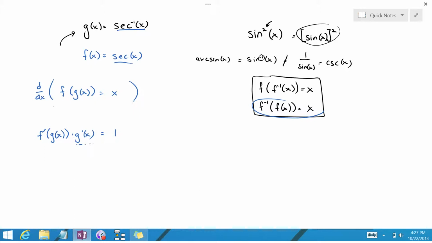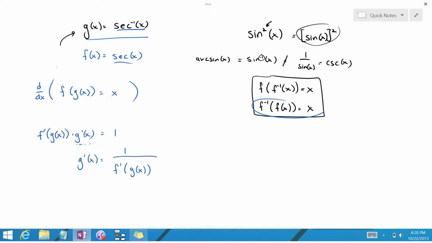So I can solve for it. g prime of x is equal to, right, I mean, they gave me g, secant inverse, and they asked me what is its derivative, so that's what I'm solving for. And it's just 1 over the derivative of f, but not applied to x, applied to g of x.